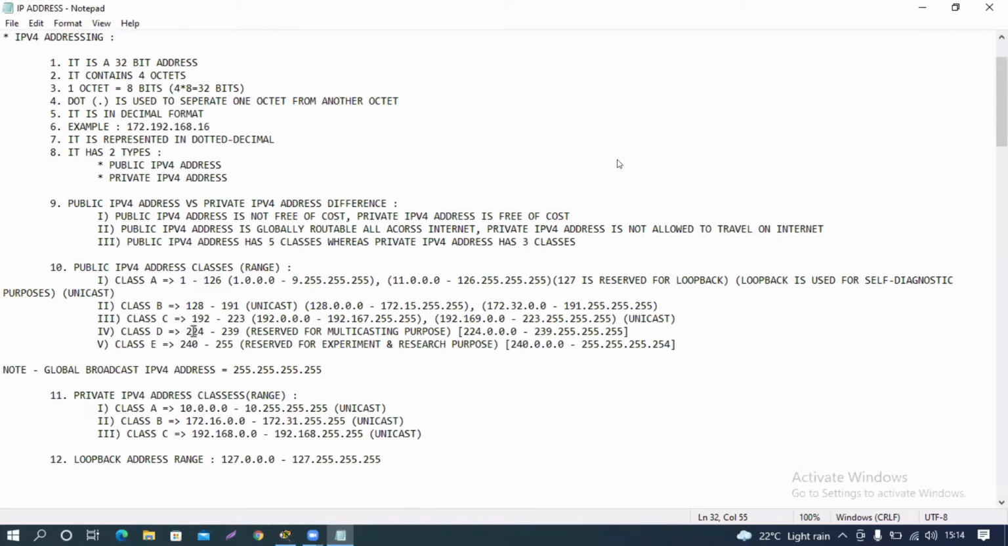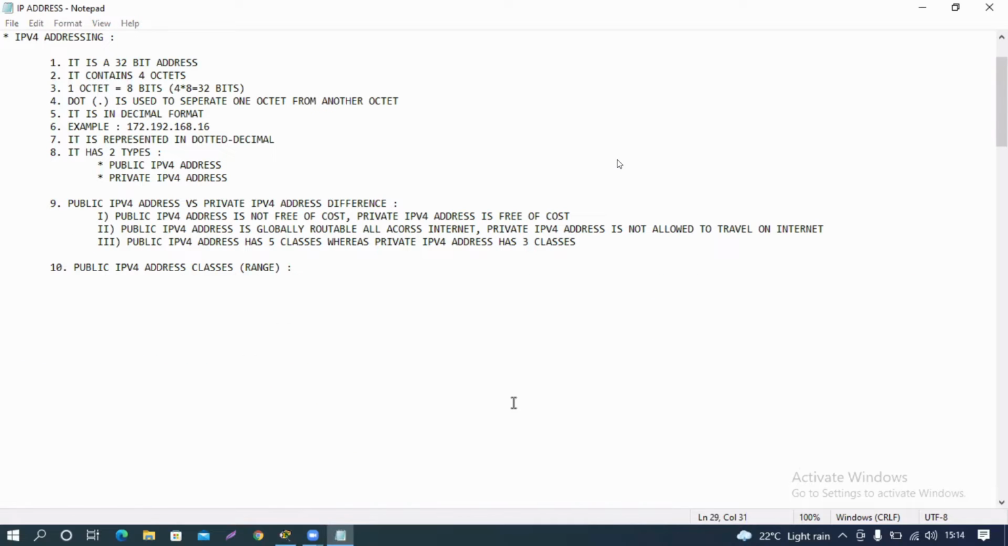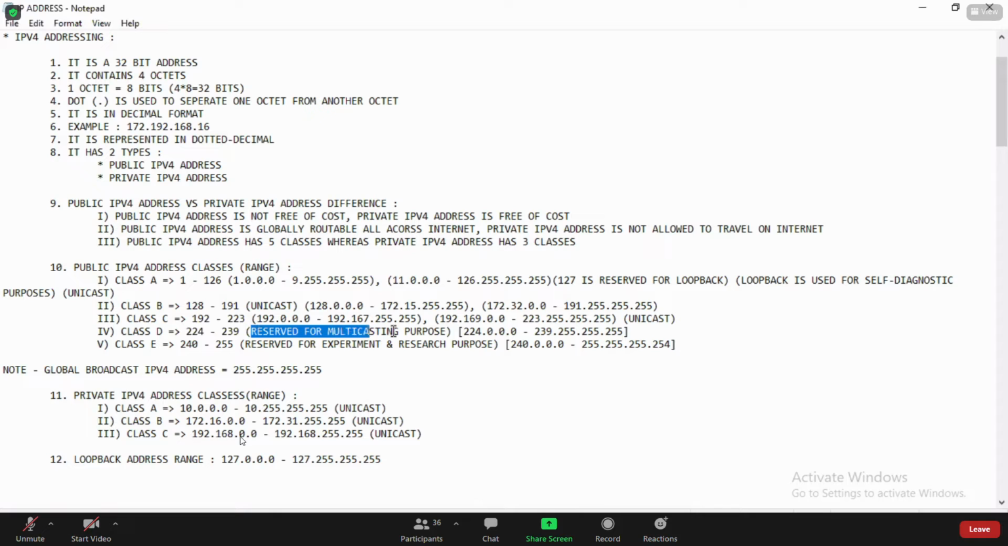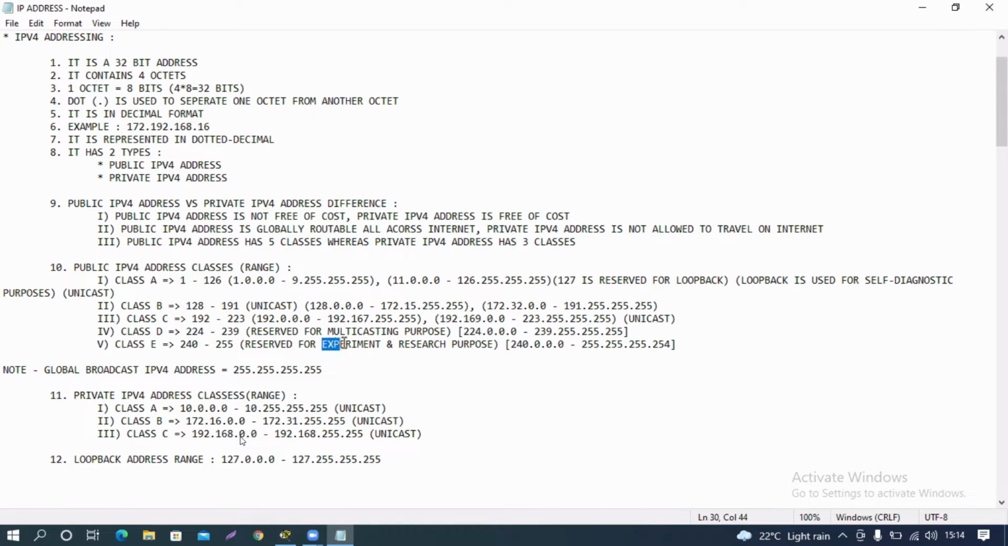So this is the particular address range which is reserved for multicasting purpose. And this is the range which is reserved for experiment and research purpose.